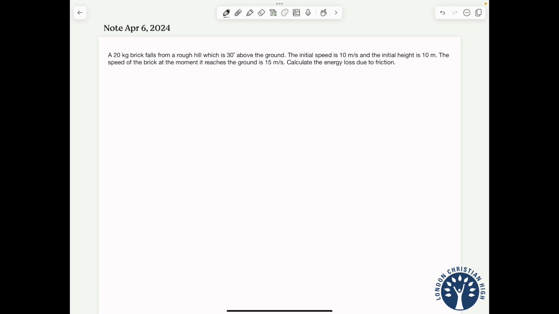Now let's take a look at the extension of conservation of energy. Let's take a look at this question. A 20 kilogram brick falls from a rough hill, and the initial speed is 10 meters per second. Initial height is 10 meters, and then after it reaches the ground, the speed becomes 15. It's asking you to calculate the energy loss due to friction, because you may notice that this is a rough hill. So you'll have energy loss as heat due to friction. So we are required to calculate the energy loss.